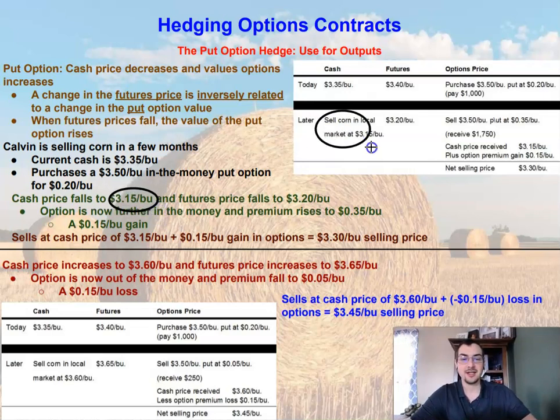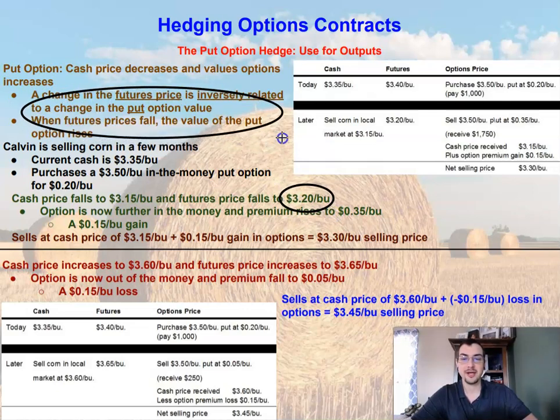So we sell it in the local market for $3.15 because that's what our cash price is. Meanwhile, the futures price falls to $3.20. Now, look back at what we set up here. If the futures prices fall, what is happening to the value of the option? Well, the value of the option rises.